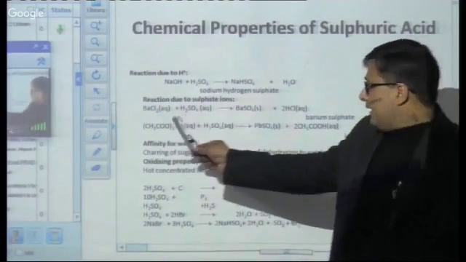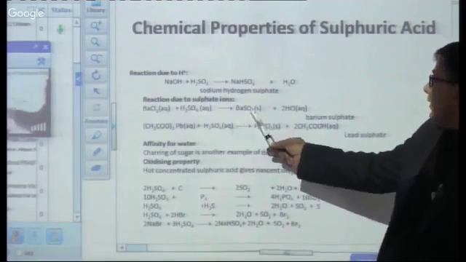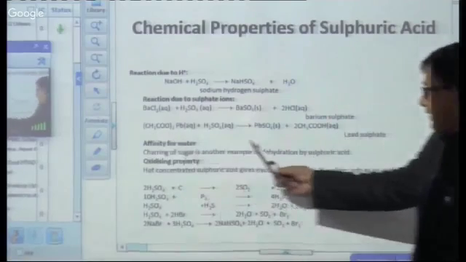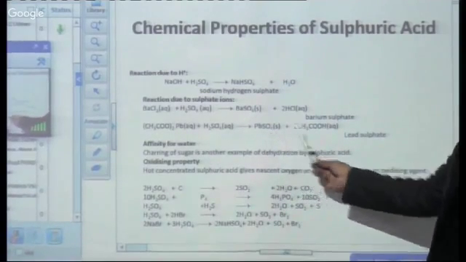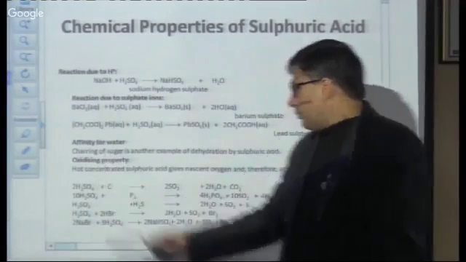Now, sulfate ion: BaCl2 with H2SO4 is a displacement reaction. Chlorine is displaced by sulfate. BaCl2 with H2SO4 gives BaSO4, whereas lead diacetate with H2SO4 gives lead sulfate precipitate and acetic acid. Okay. Then affinity with water and the property of oxidation.